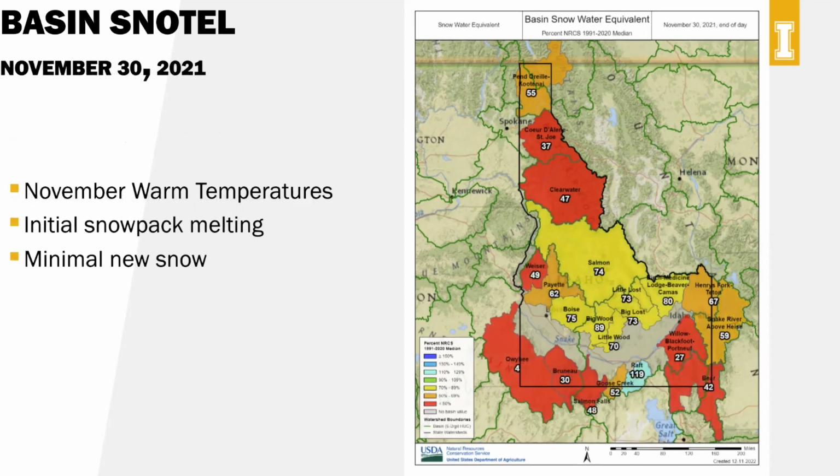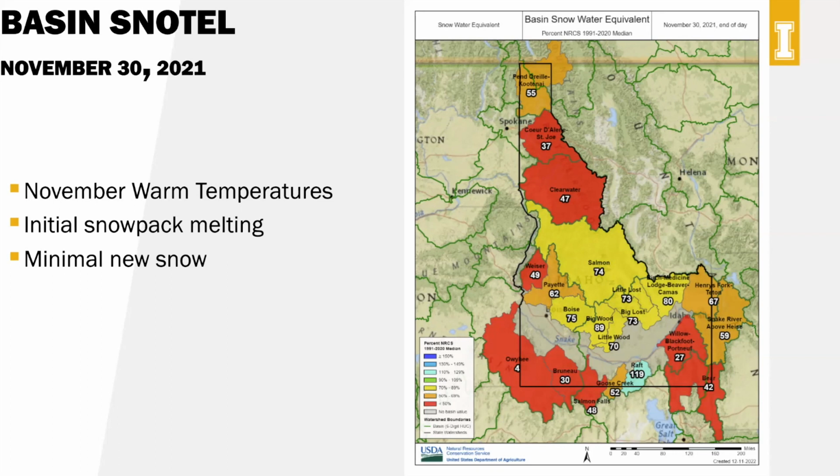However, last November, temperatures warmed up a little bit, and some of the snow accumulation that arrived in October had melted, and there was minimal new snow, so that the high October 31st percentage of snowpack relative to the median had tapered off quite a bit by the end of November.